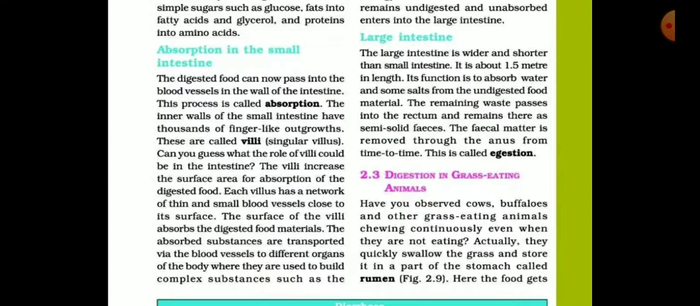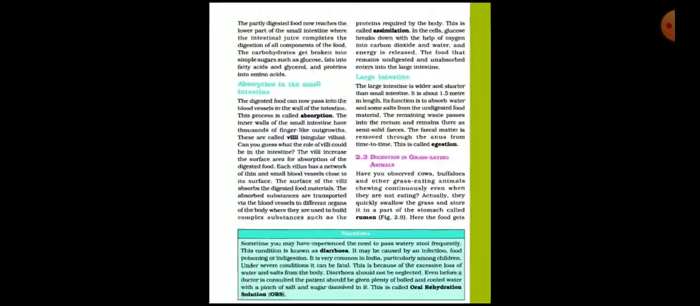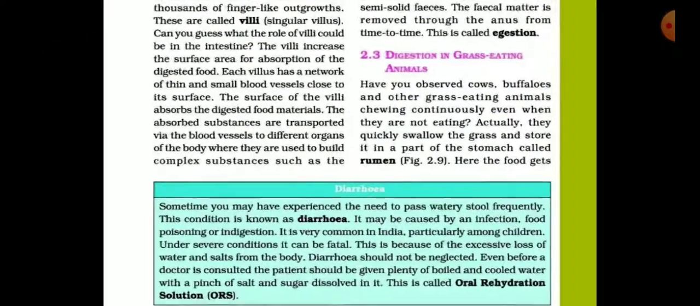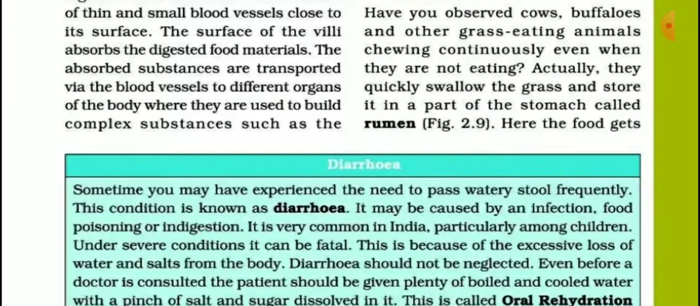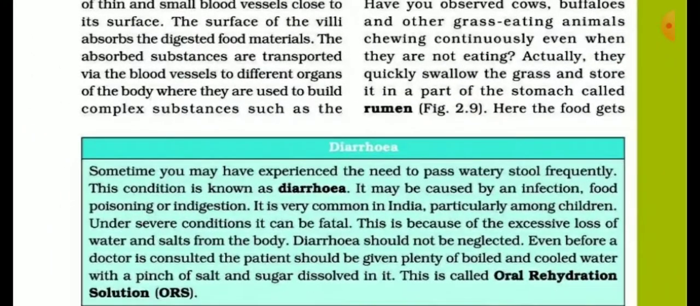Rumen. What is rumen? They quickly swallow the grass and store it in a part of the stomach called the rumen. Listen students, what is diarrhea? The need to pass watery stool frequently. This condition is known as diarrhea. Diarrhea should not be neglected. The main treatment for diarrhea is oral rehydration solution.